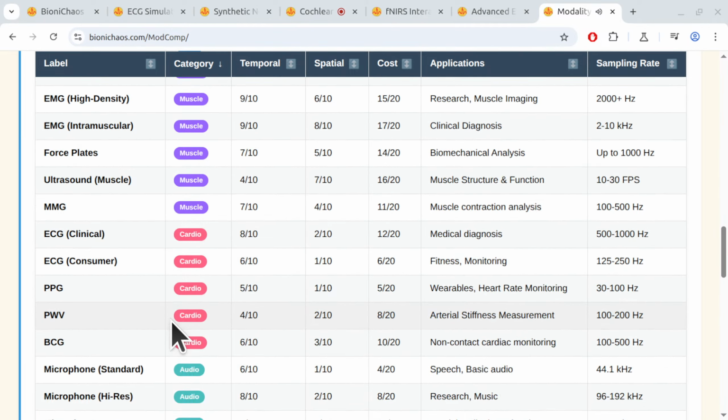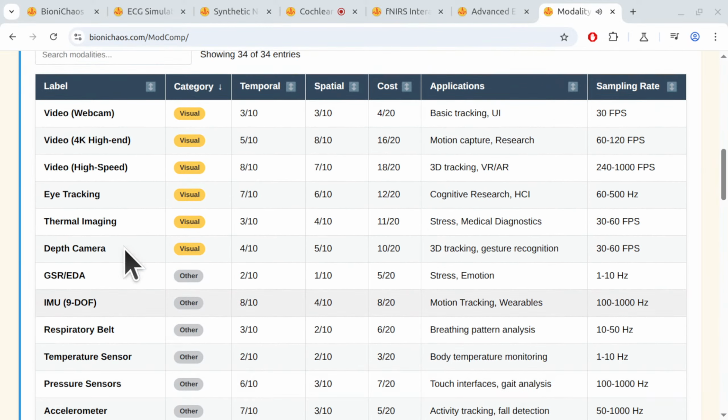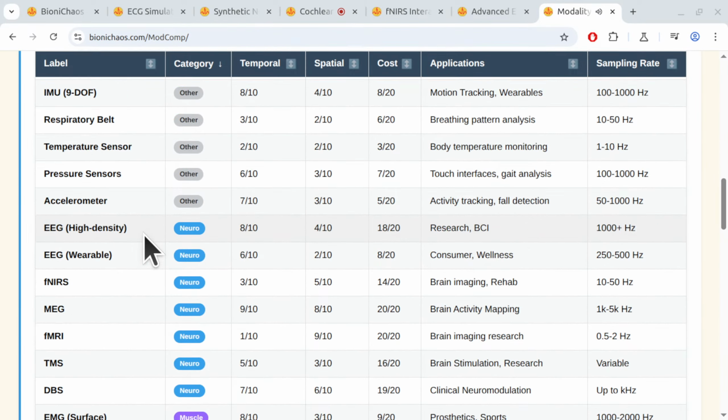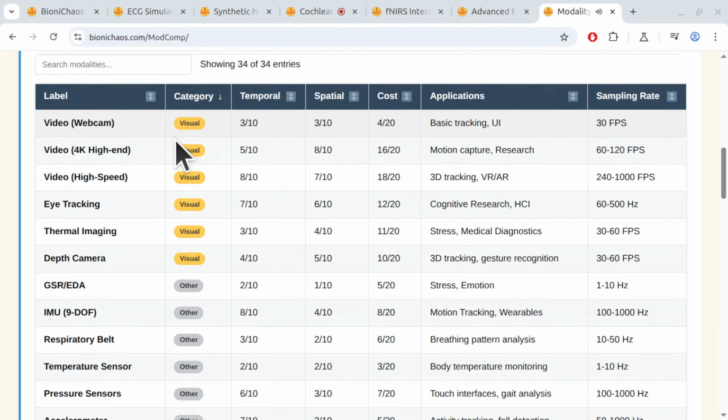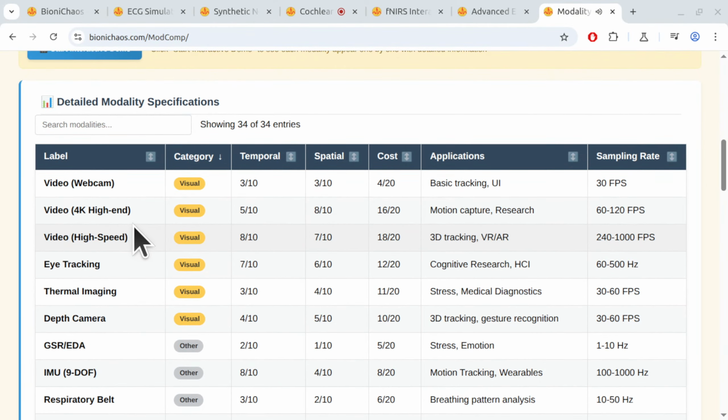Right. But then, if you need speed and decent detail for something like 3D tracking in VR, you might go for a high-speed video that could be 8 temporal, 7 spatial, but cost goes up again to 18. So you trade off some spatial resolution compared to the 4K, but gain a lot of speed. Yeah. It really shows, from watching your cat kind of vaguely on a webcam to capturing every tiny muscle twitch in its leap in super slow-mo, there's a price for every pixel and every frame per second.